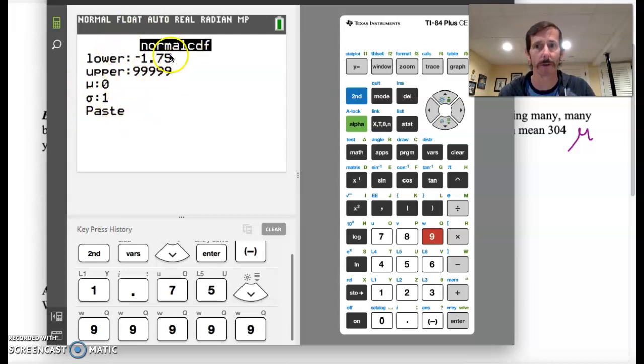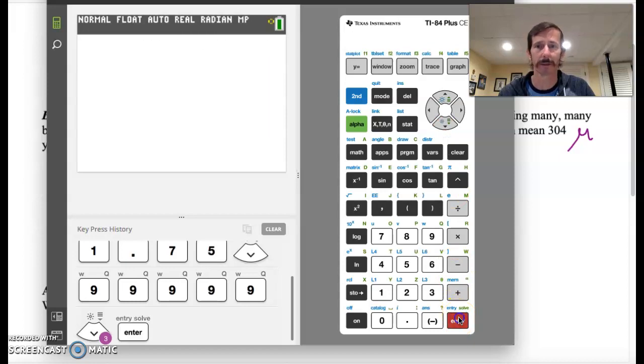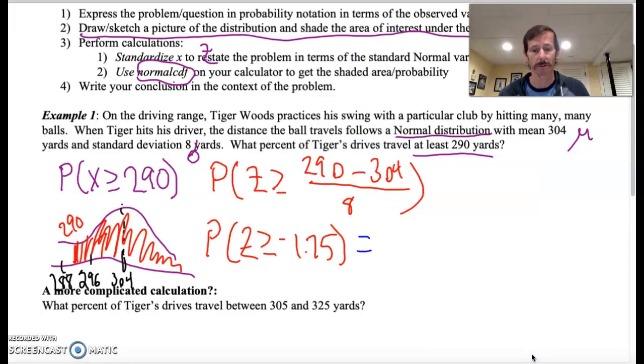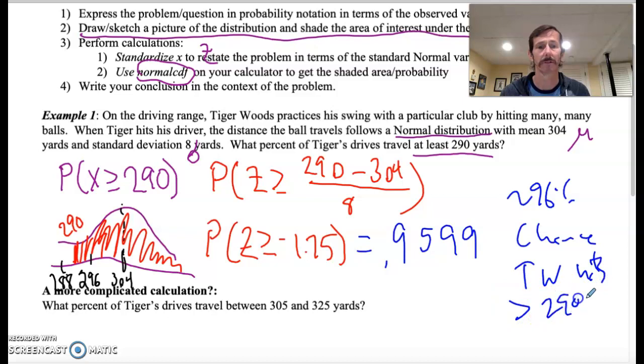So this is a z-score calculation. I've used my z-score as my marker. That's my left or lower. I'm going up to infinity, and since I've got a z-score, I use 0 and 1. And that's it. I come down here and I paste that thing right there. That just tells me what my commands are. And so my answer is 0.9599. And if I wanted to answer it in context, I'd say there's about a 96% chance that Tiger Woods hits greater than 290 yards.